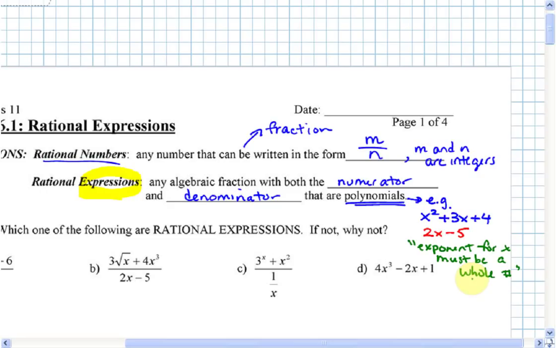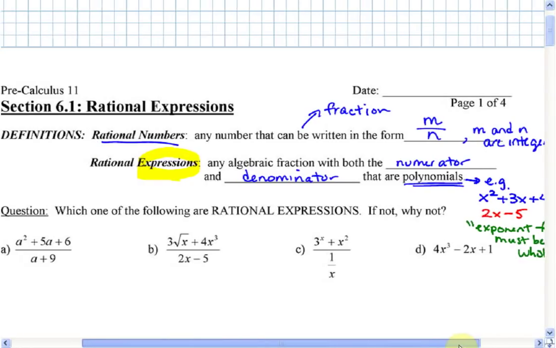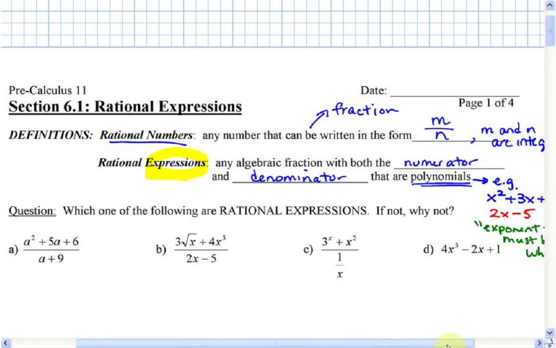So I want you to look at the following four things, and I want you to say to me, does it look like a rational expression, yes or no? So first of all, think to yourself, for part A, does it look like a fraction, yes or no? Yes. Then look at the individual things on top and on the bottom. Look at the top only. Is that a polynomial? Yes. Is the bottom a polynomial? Yes. Is this a rational expression then? Yes. Good. So this is a rational expression.